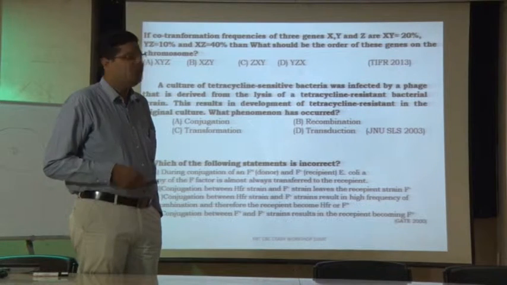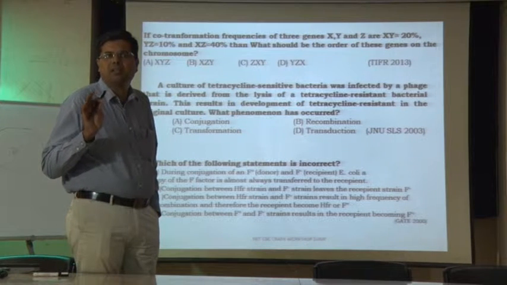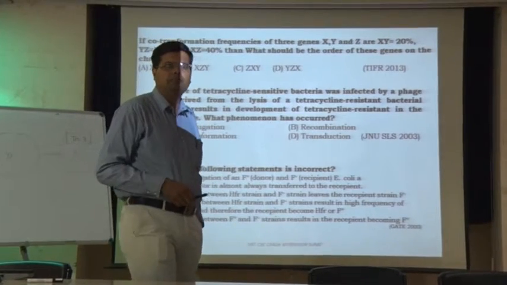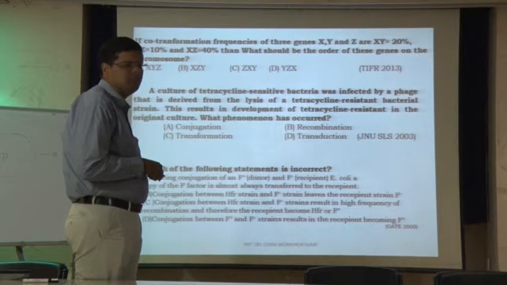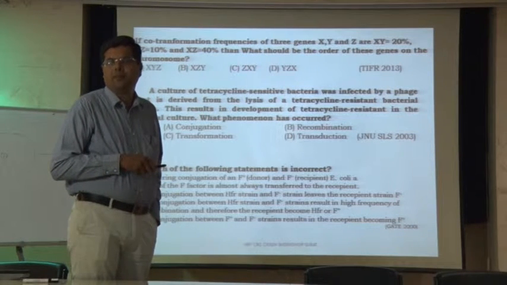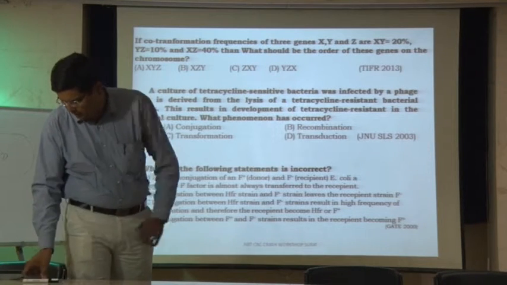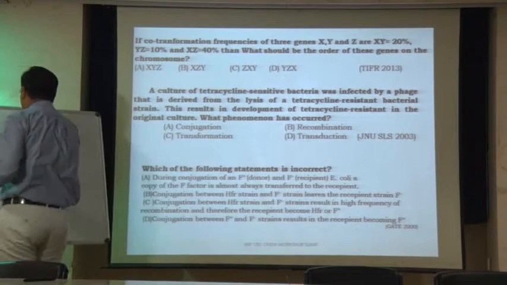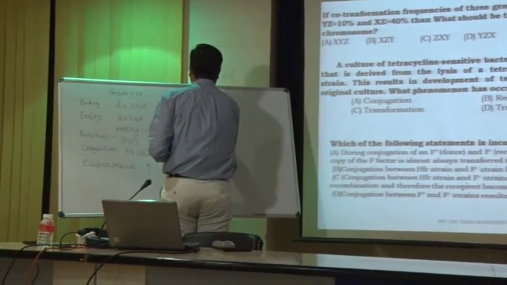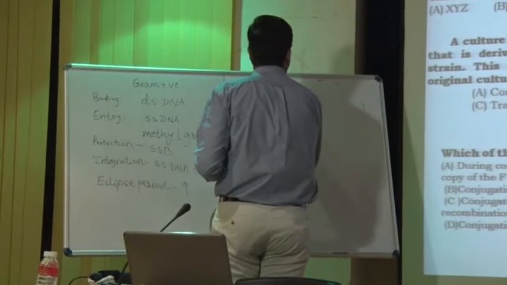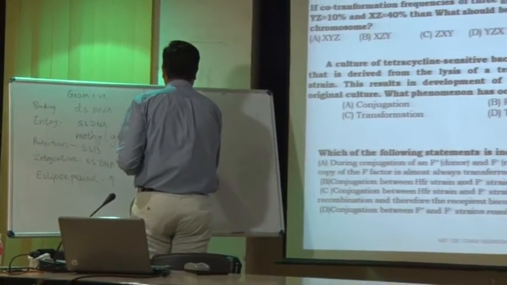क्वेश्चन समझ में आ रहा है आपको? को ट्रांसफॉर्मेशन फ्रीक्वेंसी सबका दे दिया गया है. You have to find out which is the correct order of the genes on the chromosome. समझ में आएगा है? एक बार मैं आपको दिखा देता हूँ, अदरवाइज देखो यहाँ पे. एनी हाउ देखो, व्हाट इज द फ्रीक्वेंसी बिटवीन द XZ, XY 20%, YZ 10%, and XZ is 40%.